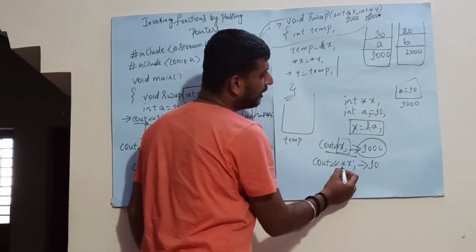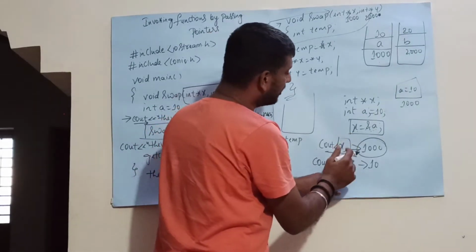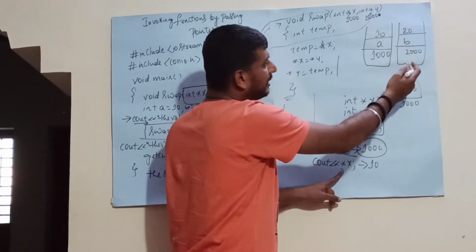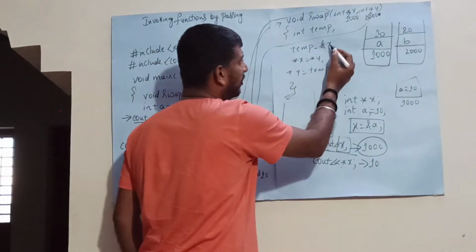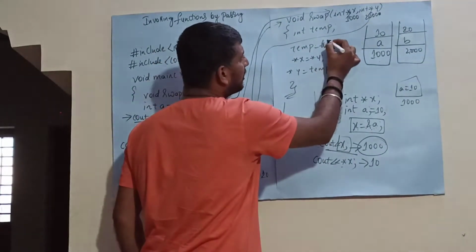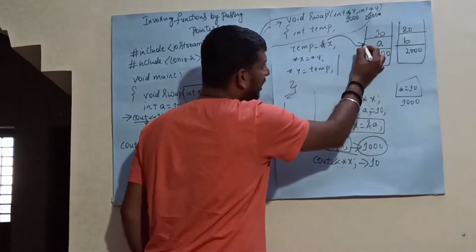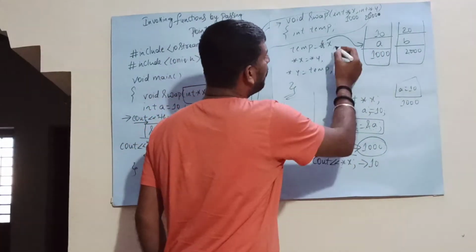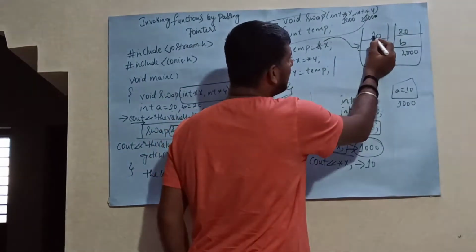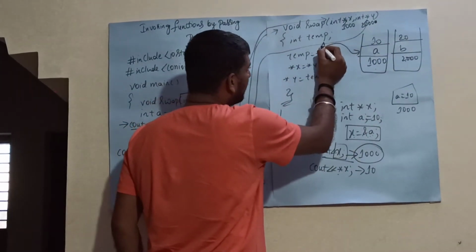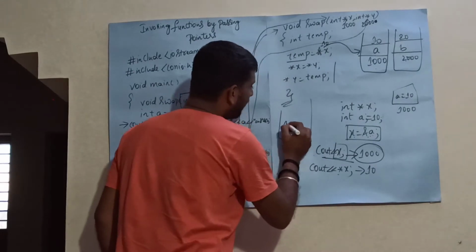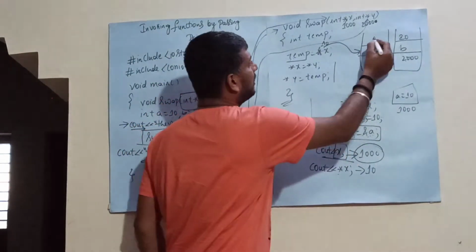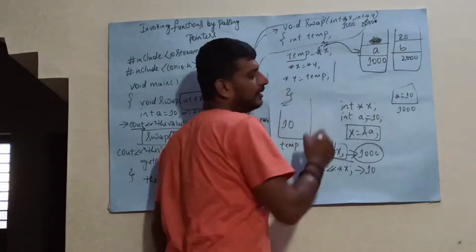Whenever I am displaying *x, it will display the value of the variable it is storing, that is nothing but 10. So, temp = *x. What happens? *x is nothing but x pointing to the variable A. What is the value of the variable A? It is nothing but 10. So, 10 gets transferred to temp. The temp value becomes 10 and this location will not be having anything.